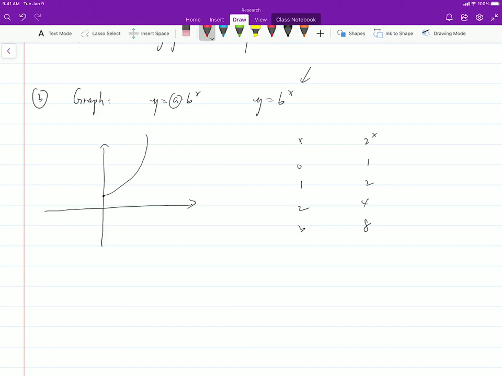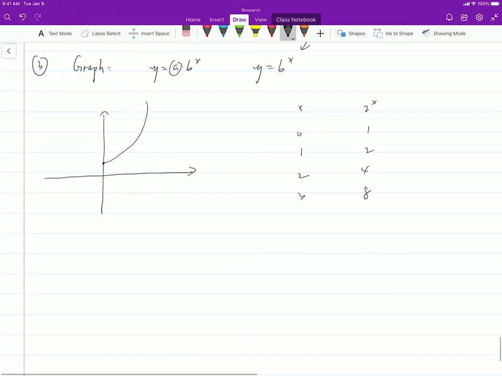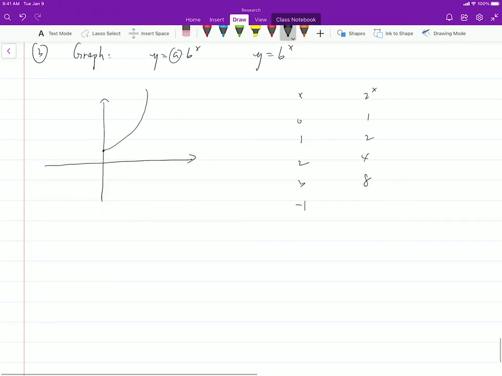If it's a fixed amount, 2, 4, 6, 8, it will be a line, right? So this one is a little bit faster than a line. Similarly, now let's plug in negative numbers. Negative 1, you got 1 half. Negative 2, you got negative 1 over 4. Remember, you just flip everything, goes in. So as you move further and further to negative 2, 3, 4, 5, 6, 7, your function value becomes smaller and smaller, but never touches 0.